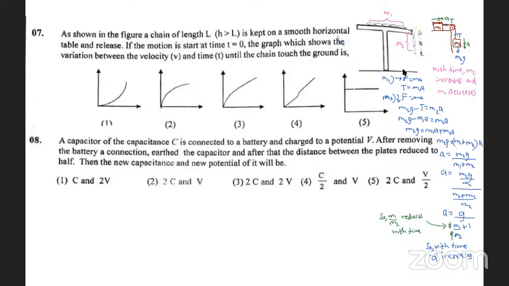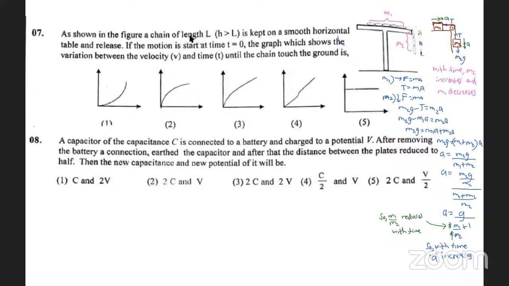No. This will happen only once the chain leaves the table. Once it leaves the table, it will fall under gravity, right? It will fall under gravity because once the chain leaves the table completely, m1 will become 0. When m1 becomes 0, a will be equal to g, and after that it will fall under constant gravity. Therefore, I think the answer must be the fourth one, people. This is correct only until the chain is on the table. Do you get my point? Once the chain has left the table, it will fall under gravity now.